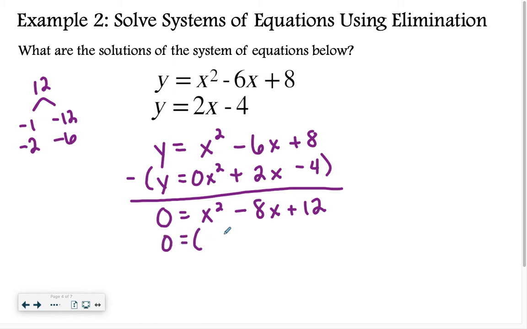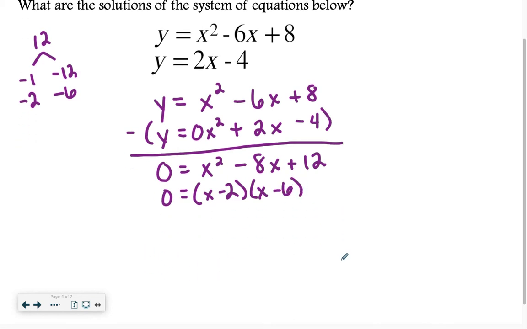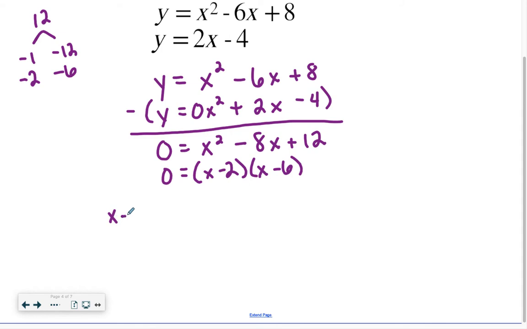So I'm going to say 0 equals x minus 2, x minus 6, and then I'm going to keep solving. I'm going to say x minus 2 equals 0, x minus 6 equals 0, so x equals 2 or x equals 6. And then you're not quite done yet because we're trying to find an ordered pair.